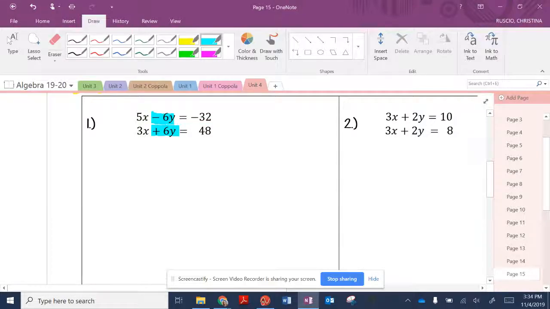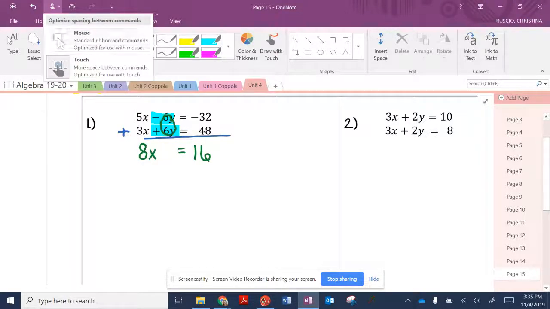So the one thing that I want you to look at and just really embrace it is that we have a negative 6y and a positive 6y. The reason why this brings me so much mathematical joy is when I add the two equations together, I end up getting 5x plus 3x, which is 8x. Negative 6 plus 6 is 0. They're gone. So that term is eliminated, hence the term elimination. And then negative 32 plus 48, what is that? 16. Okay, so what are we going to do next?